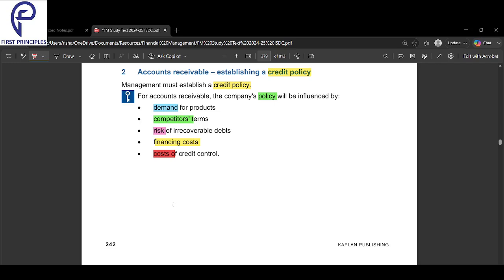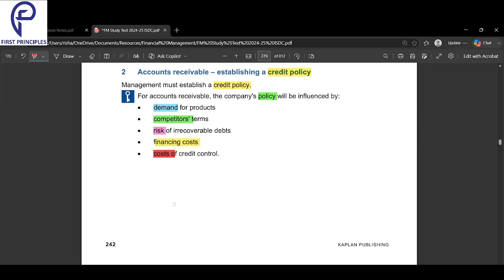What about financing cost? Next is financing cost. If the money is very expensive to borrow from the bank, see, if you give credit, you will not have money. So how will you run your business? You'll have to borrow. And if the borrowing is very expensive, then it will be a loss for you in the business. So if the borrowing is expensive, don't give much credit.